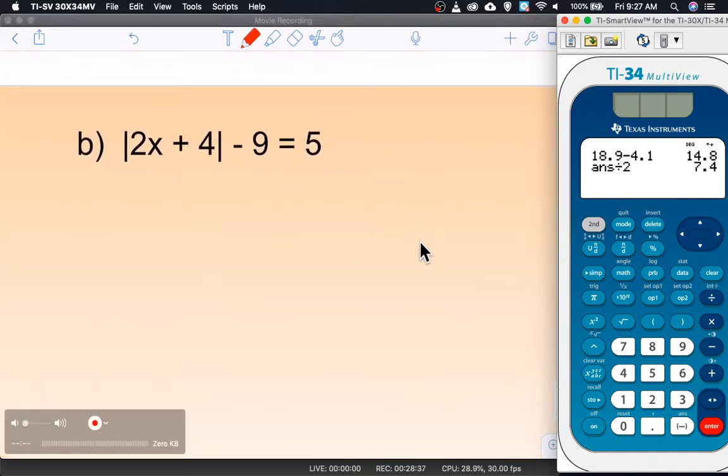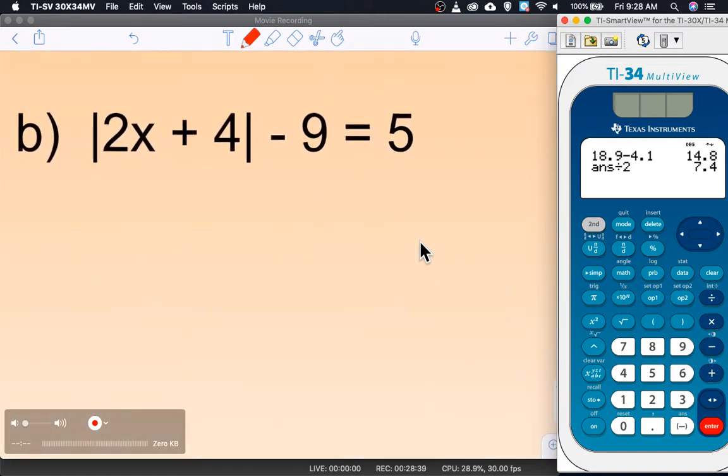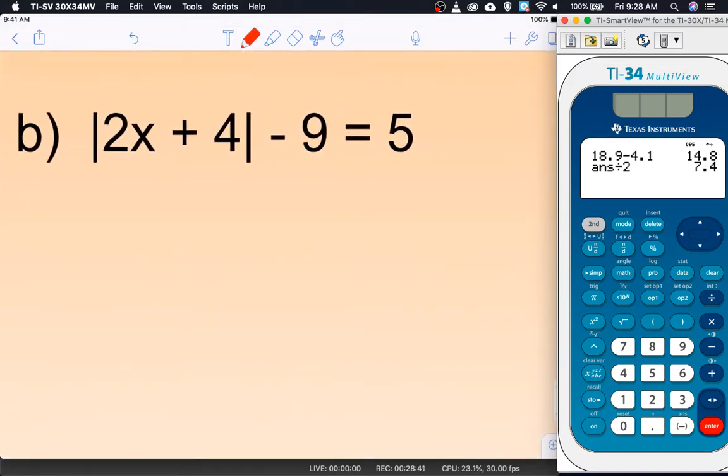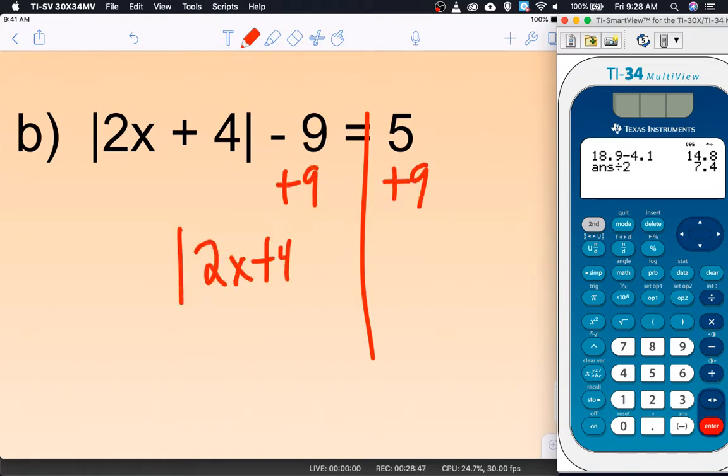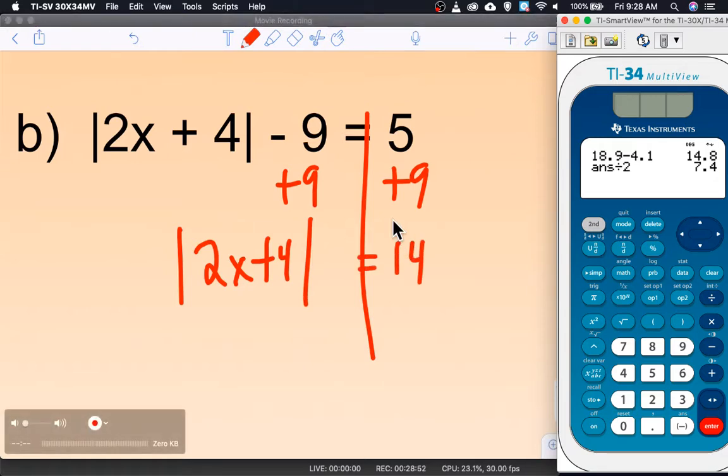Does this have a solution? Well, let's see. If we add 9 to both sides, absolute value of 2x plus 4 equals 14, this would have a solution. We could keep going because now the absolute value is equaling a positive number, which is what we want.